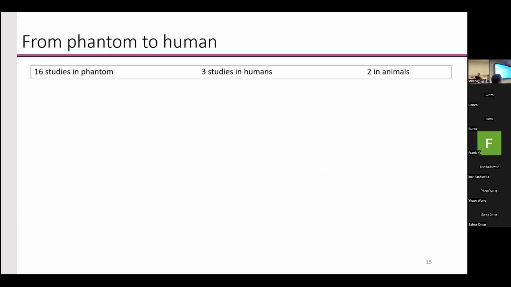But the thing is, how do we move this now from phantom to humans? Since this was proposed, there have been like 16 studies in phantom, but only 3 in humans and 2 in animals. So you can see already that it's quite difficult to move these to humans.